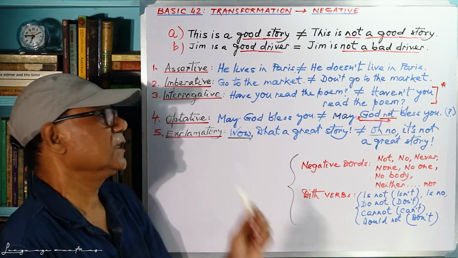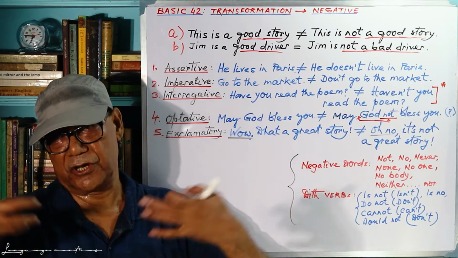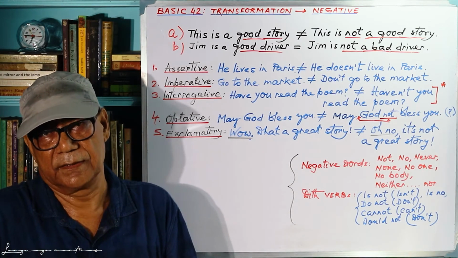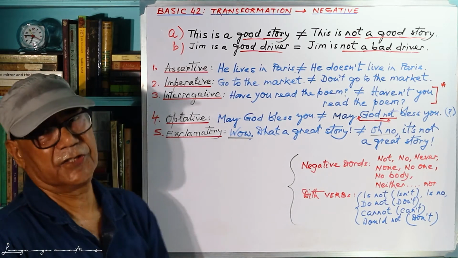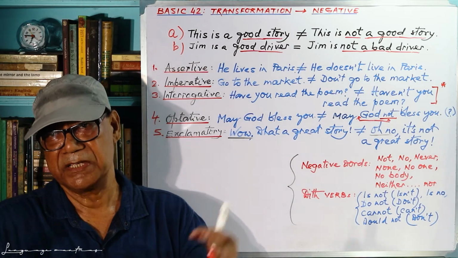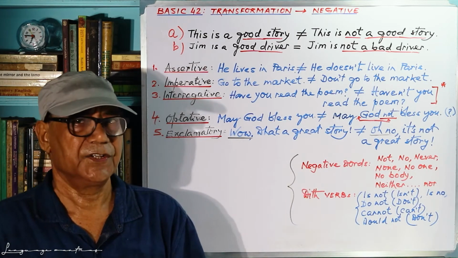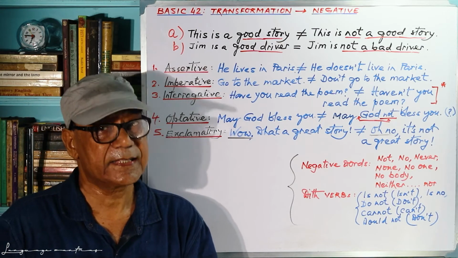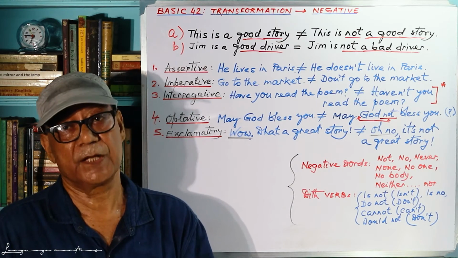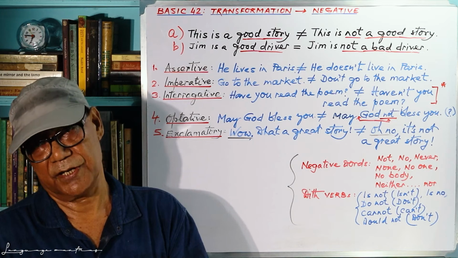Then we have optative sentence. You express a desire, you wish something, it becomes optative sentence. And then exclamatory sentence. Something amazing takes place and you express your feeling. So it is exclamatory. You exclaim. That's why it is exclamatory sentence.